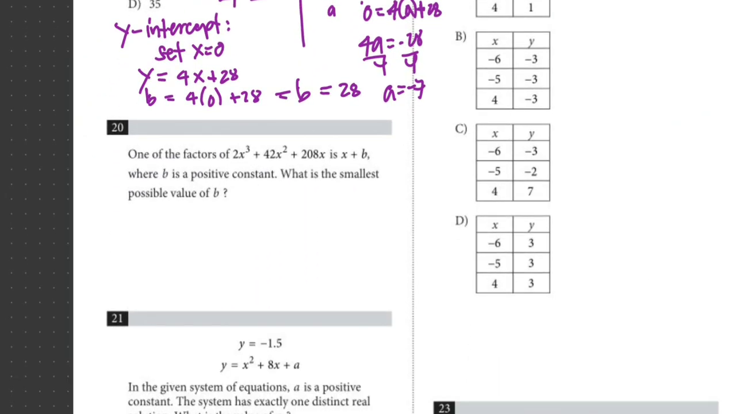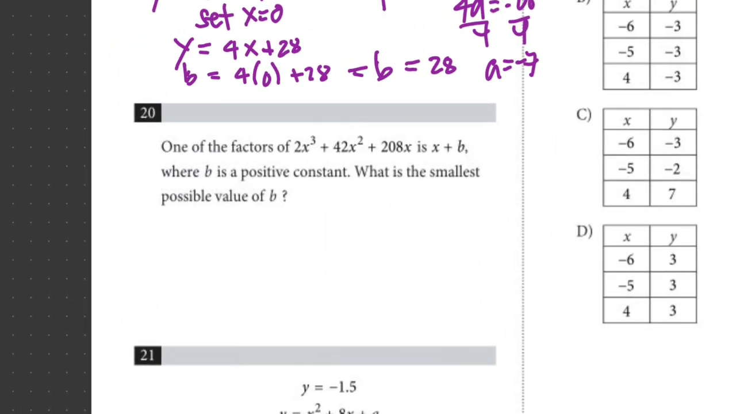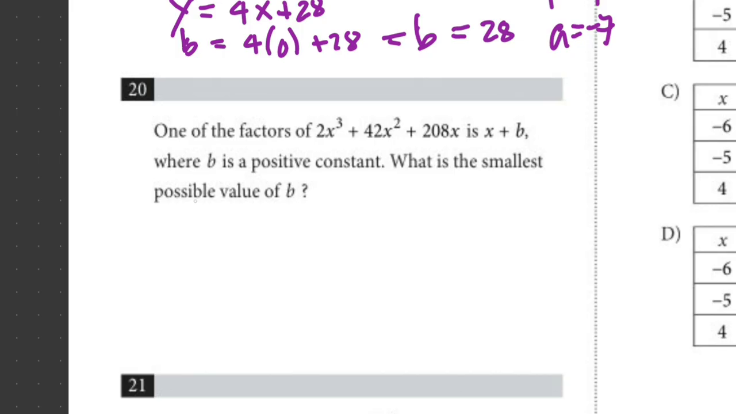Then 20. One of the factors of 2x cubed plus 42x squared plus 208x is x plus b, where b is a positive constant. What is the smallest possible value of b? Can you solve this? You're given the expression. You need to factor this one: 2x cubed plus 42x squared plus 208x.